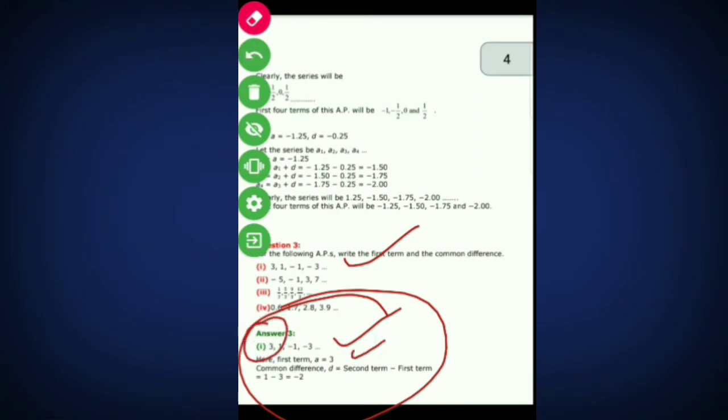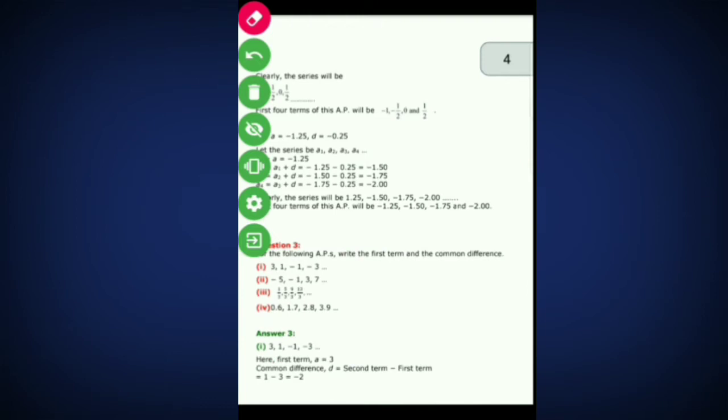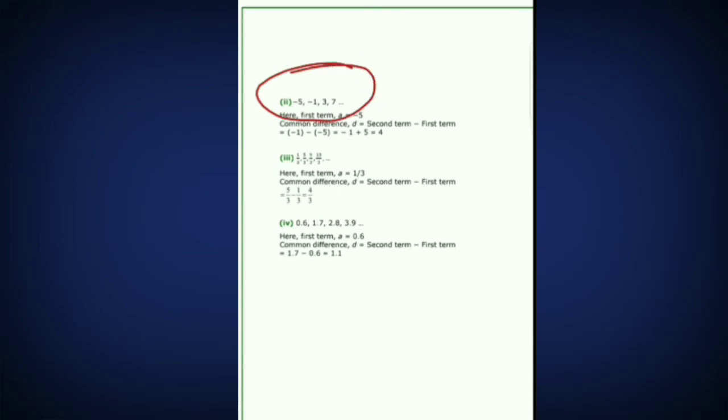The first term is 3. What is the difference? You will subtract the first term from the second term. That is why 1 minus 3, that will be minus 2. This is the first part of the question number 3. Okay, now students will go to the next part. What is written here? This is the arithmetic progression. What is the first term here? That is minus 5.